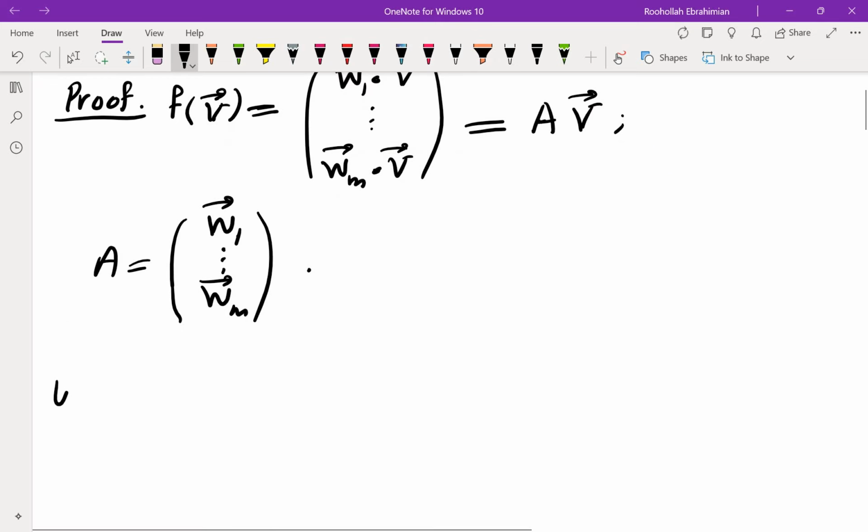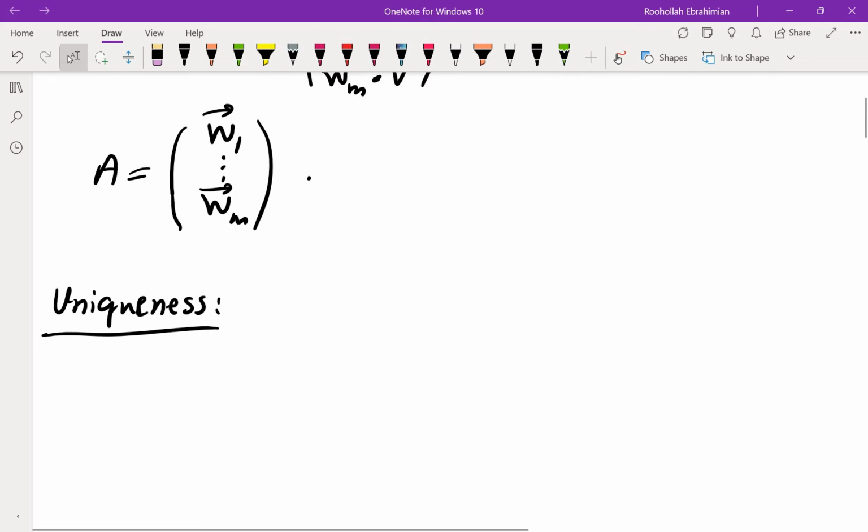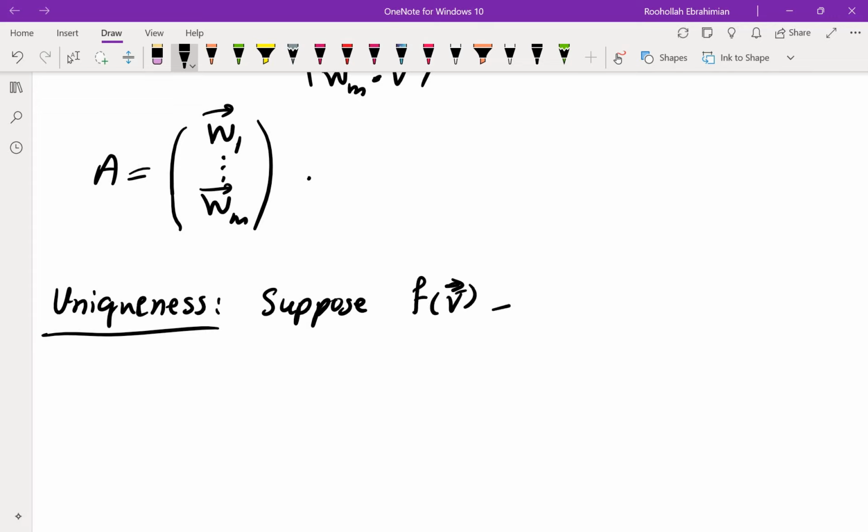So we're going to prove the uniqueness. What does it mean that it is unique? It means we do not have two of them. So let's assume we do have two matrices A and B, and then we'll have to show that they are the same. This is not really proof by contradiction, so we are doing a direct proof. We're going to assume there are two, and then show that they are the same thing. So suppose f of v is equal to both A times v and also B times v. Now we have to show that in fact A and B are the same.